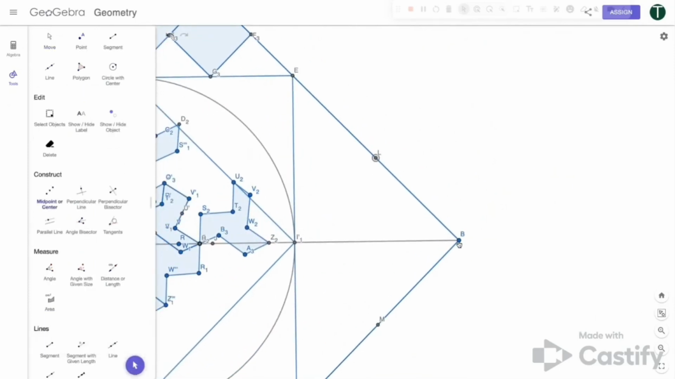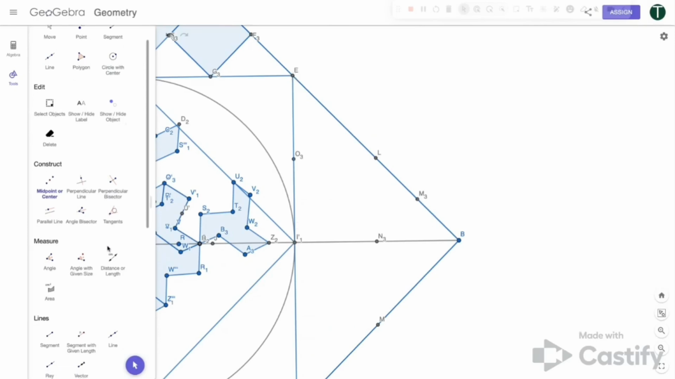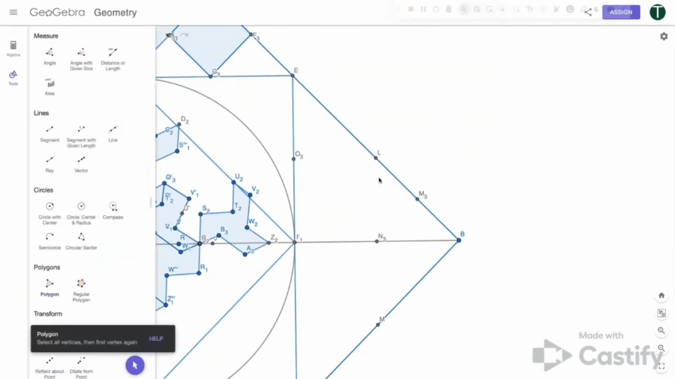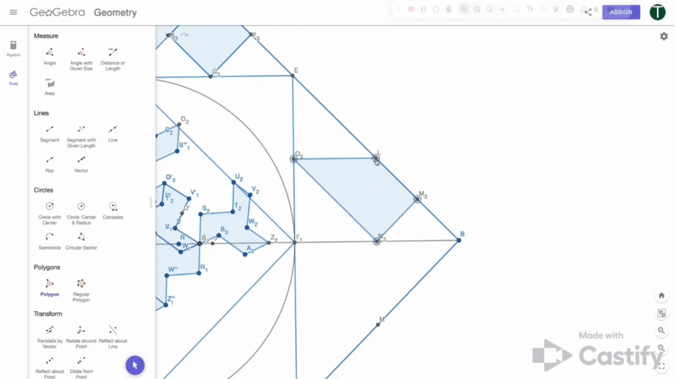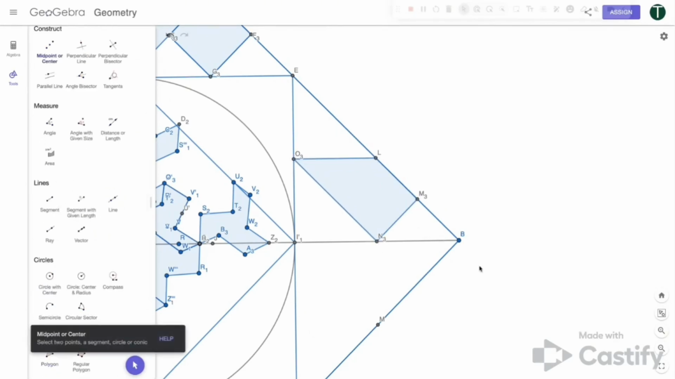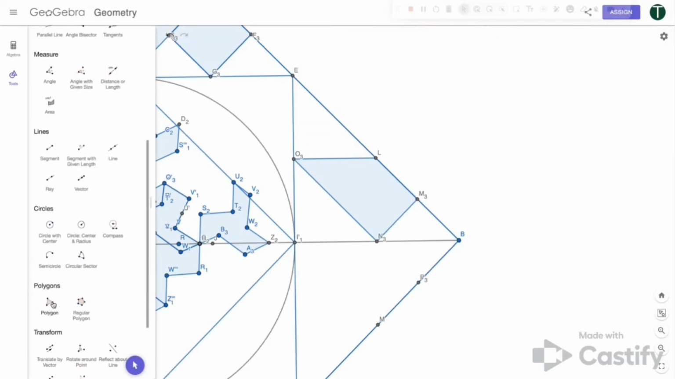I then created midpoints of LB, I1B, and I1E. I then used the polygon tool to create a trapezoid using those midpoints. Next, I created the midpoint of BM and used the polygon tool to create a triangle.